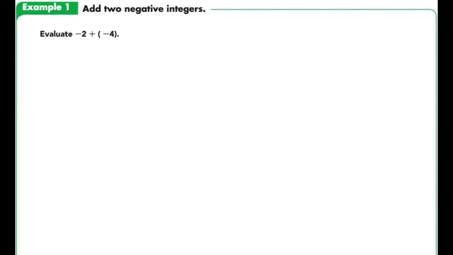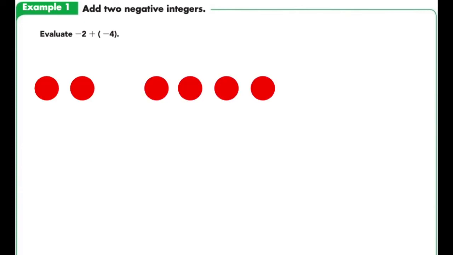For example 1, we're going to look at adding two negative integers, and we're going to look at it using three different methods. The first method that we're going to use will include counters. If we're using counters, we're going to use red counters to represent negative numbers.